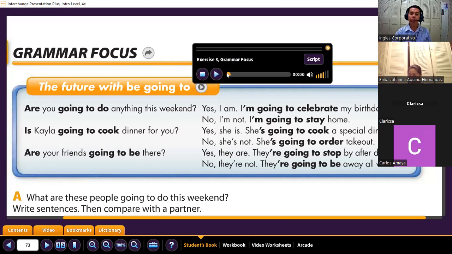Good. One more time, please. Pay attention to the pronunciation, please. Page 73, exercise 3, grammar focus. The future with be going to.